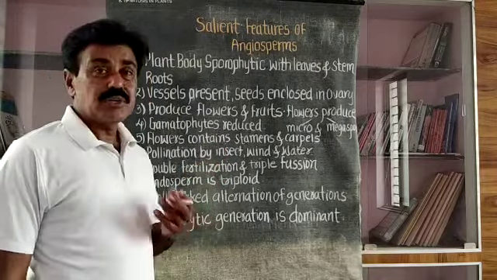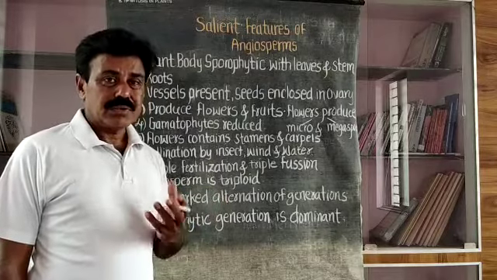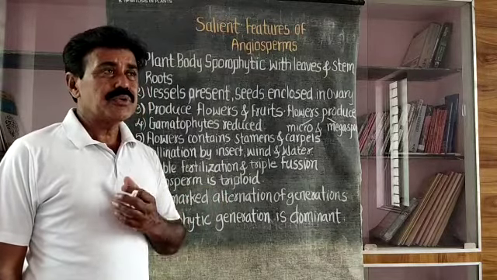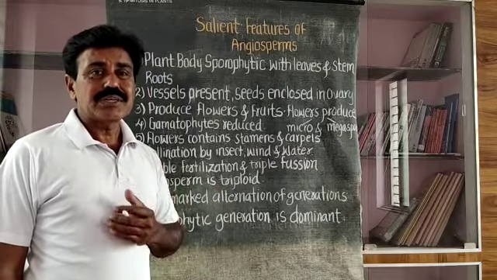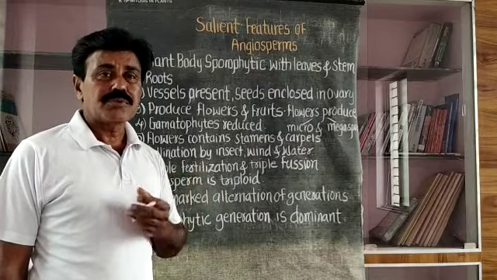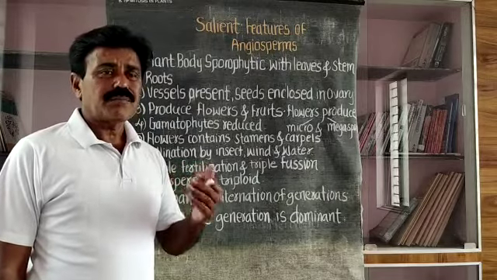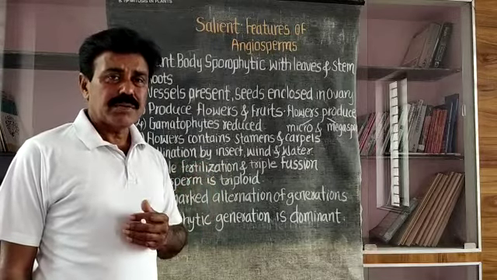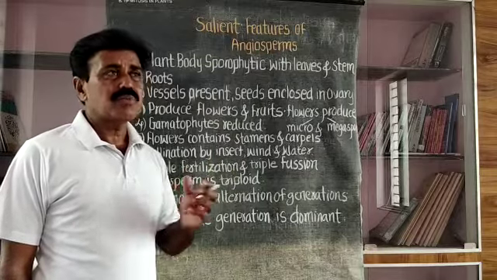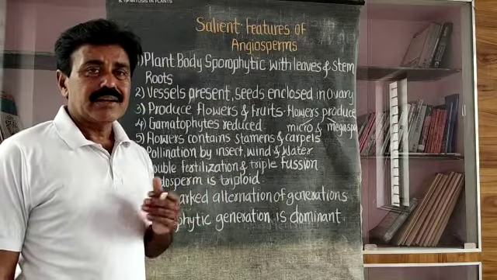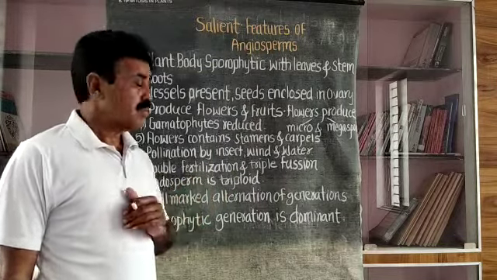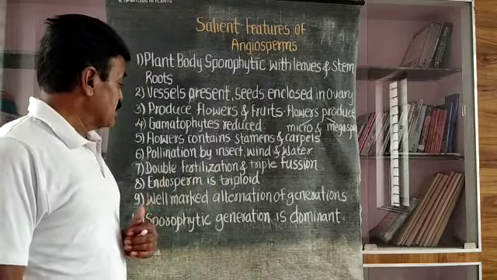And endosperm is a nutritive tissue. In angiosperms, it is a nutritive structure which provides nutrition at the time of development of the embryo from the zygote. The zygote divides and develops into an embryo. At that time, whatever food is essential is provided by this endosperm. Hence, endosperm is the nutritive organ of the seed.